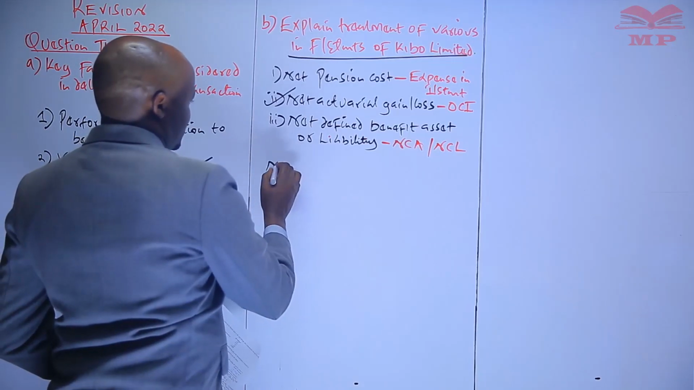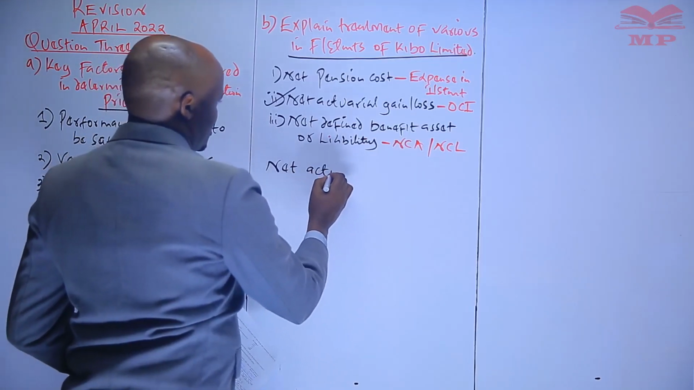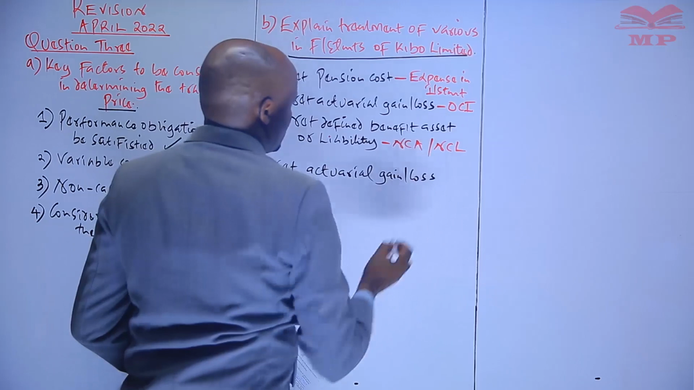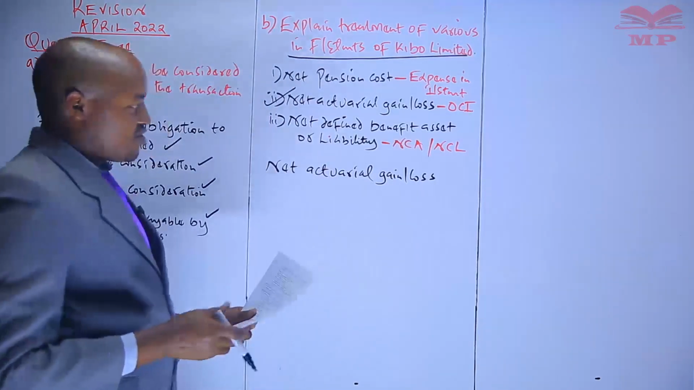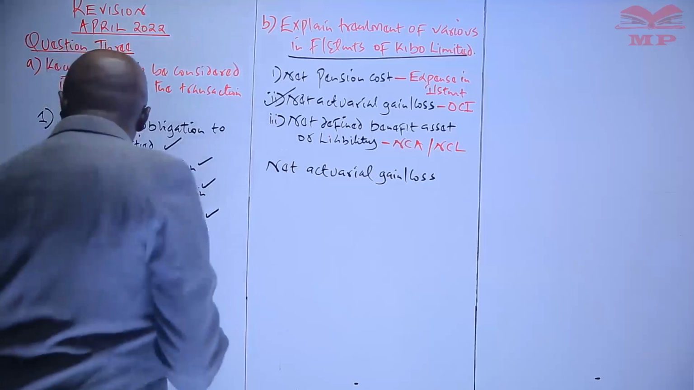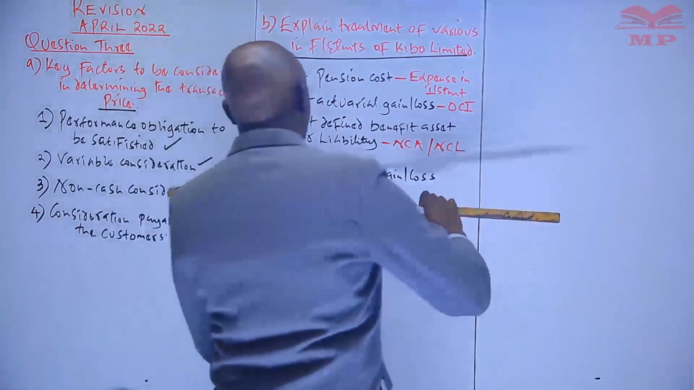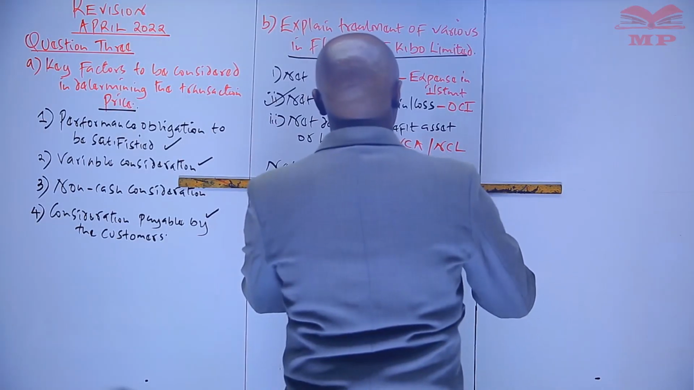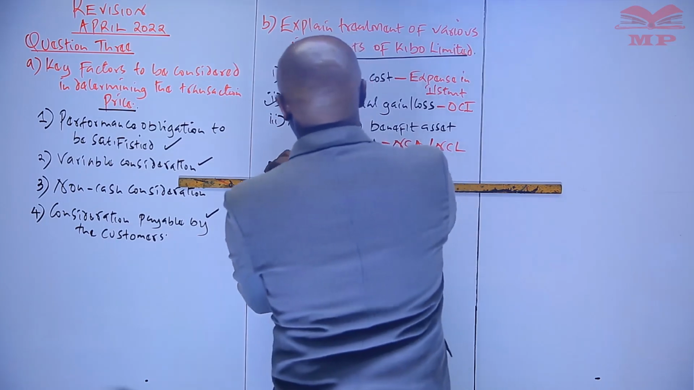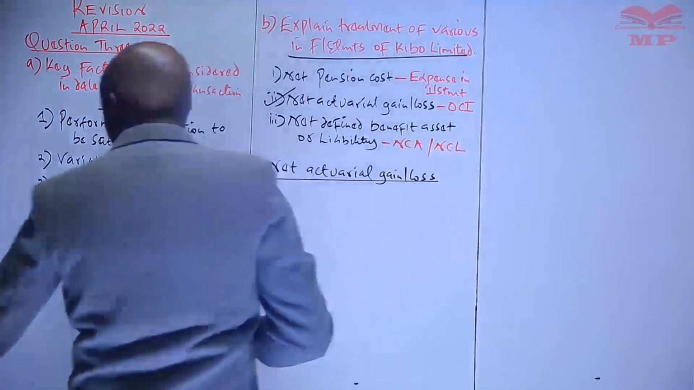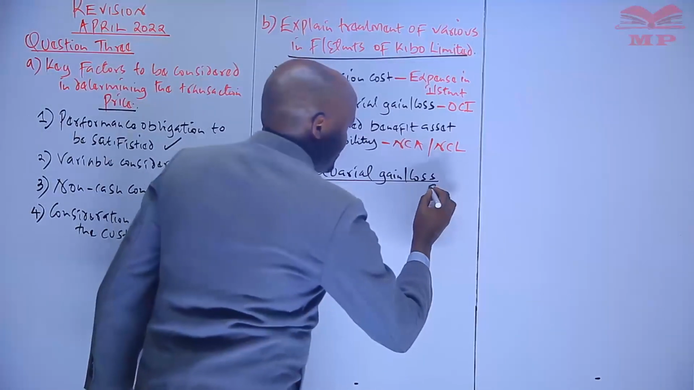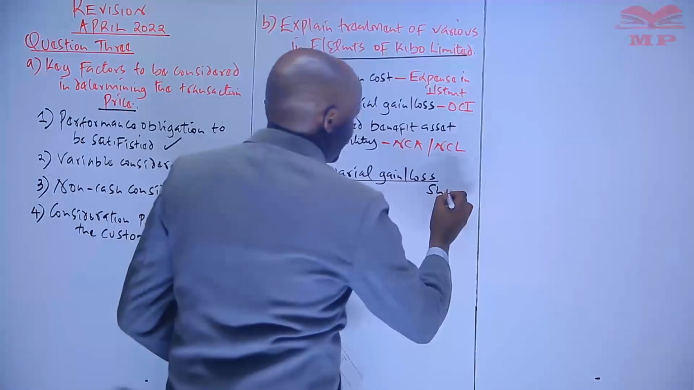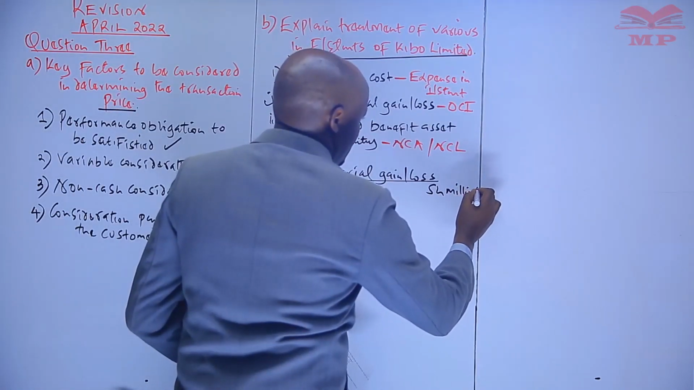We refer to this as the net actuarial gain or loss. Now, how do we determine this particular net actuarial gain or loss? To determine it, there is a formula or approach which we use to compute it. That is what you are supposed to remember. Remember, our figures there are given in millions of shillings. So we need to have a single column here.